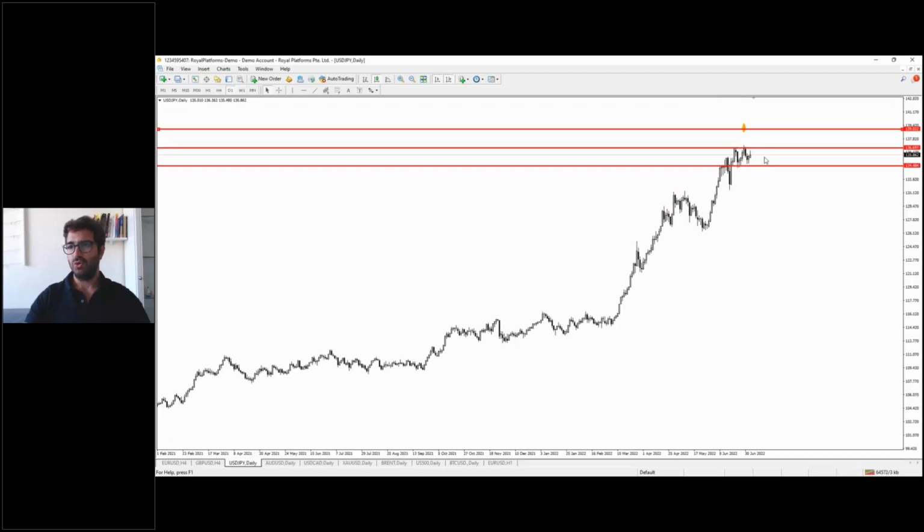Why I chose the upside movement? Because we have an uptrend, so most probably it will continue to the upside. However, in a channel, the odds are 50-50. We cannot know from which side the market will break out.